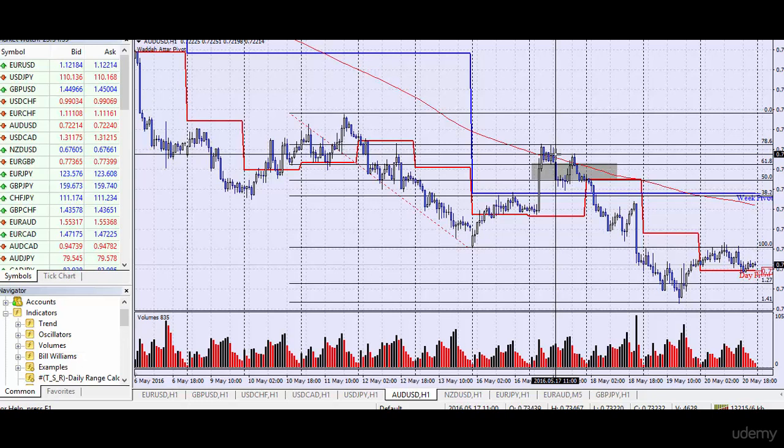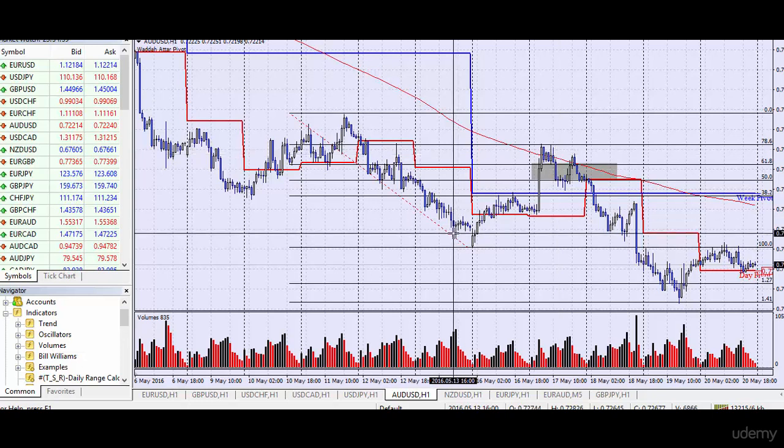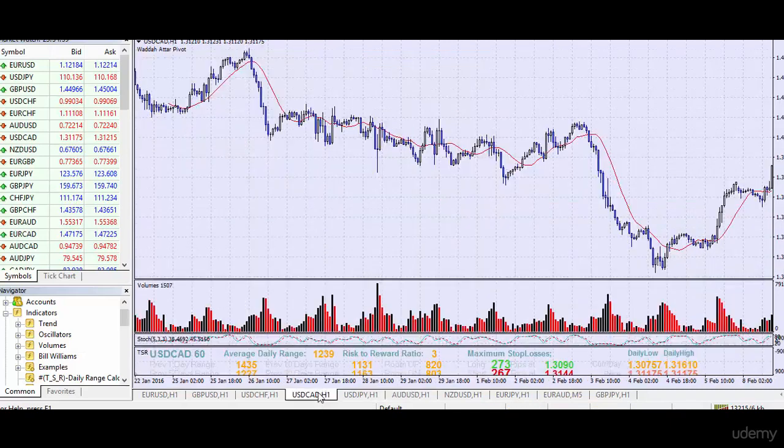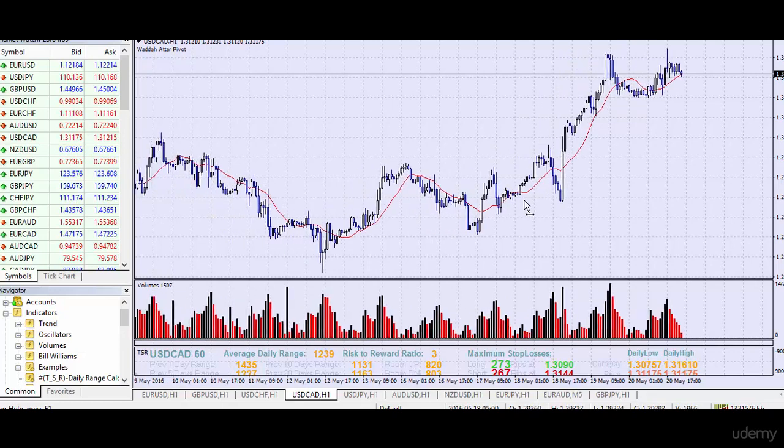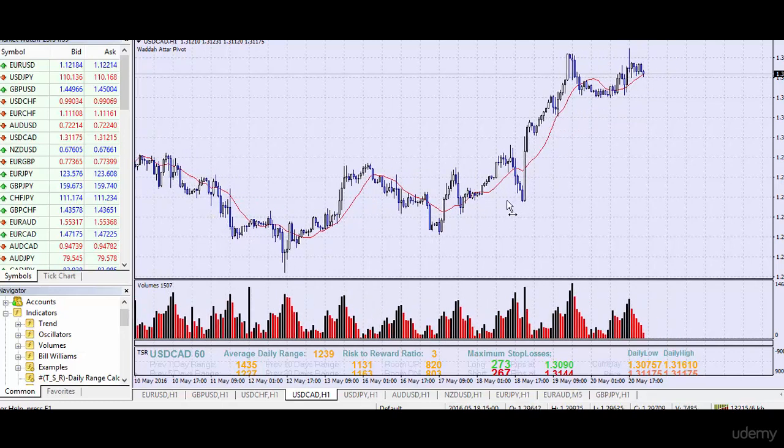For example, if you were trading the USD Canadian dollar, and let's say the current market sentiment is bullish for the US and the current market sentiment is bearish for the Canadian dollar, then we would look to enter a trade on the USD Canadian, buying the USD Canadian. Why? Because that's a sentiment trade. We're going to trade one sentiment against the other.